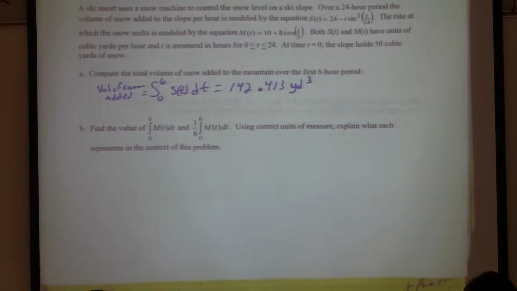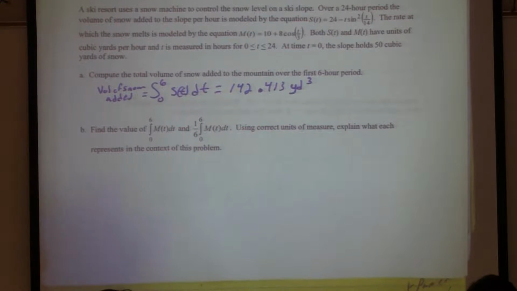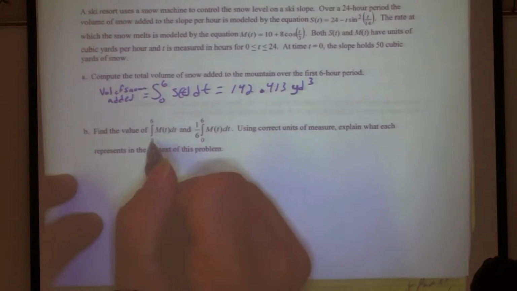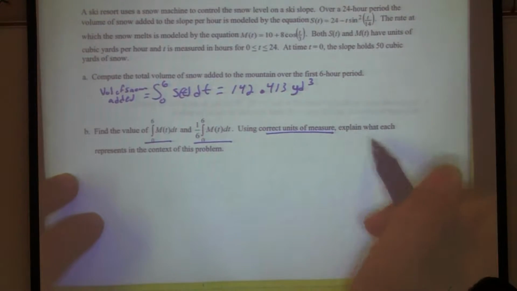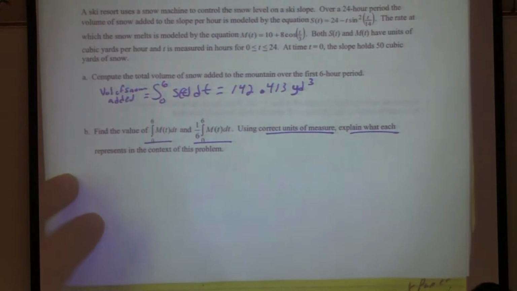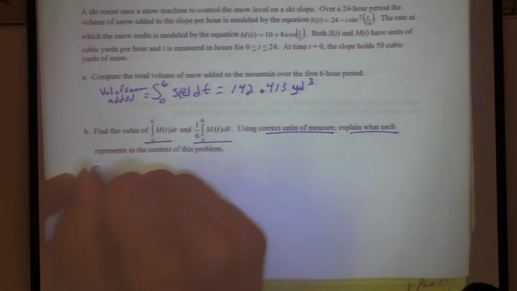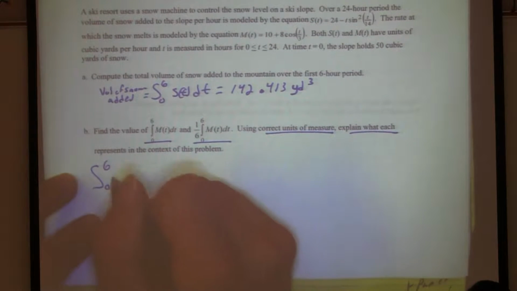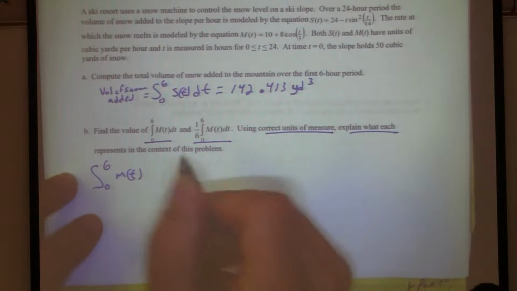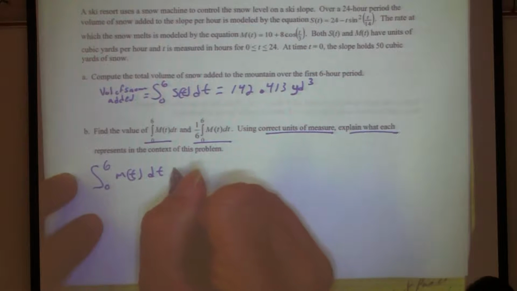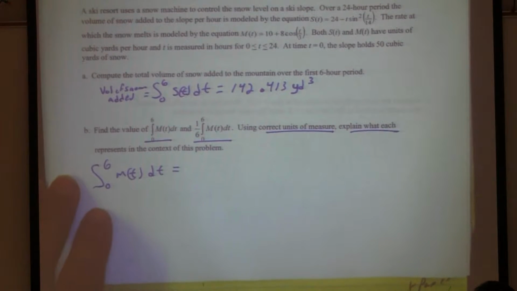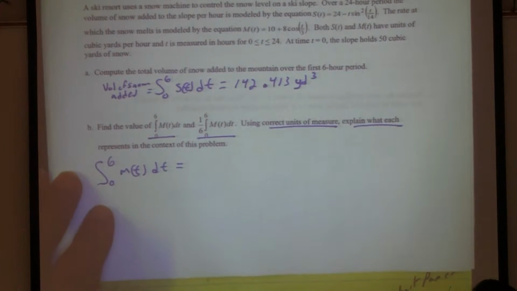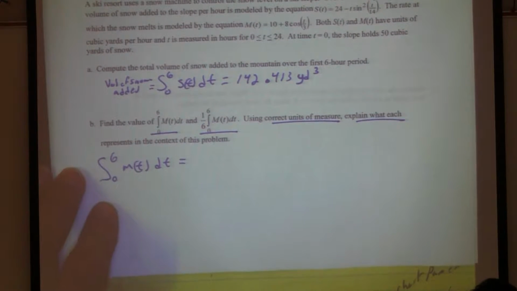Part B, what do they want? Find the value of this and the value of this. Using correct units of measure, explain what each represents in the context of the problem. So what is the first one going to represent? The amount of snow melted from T equals 0 to T equals 6. Very good. The amount of snow melted in cubic yards from T equals 0 to T equals 6 hours, right?